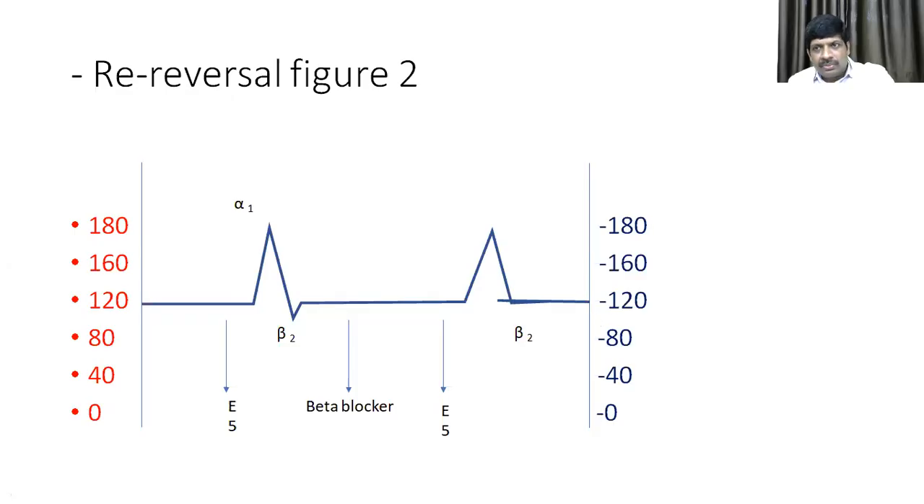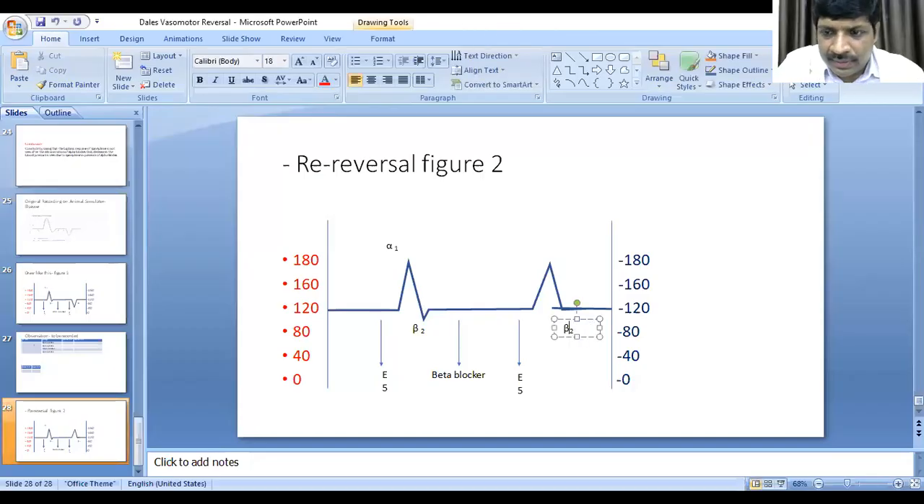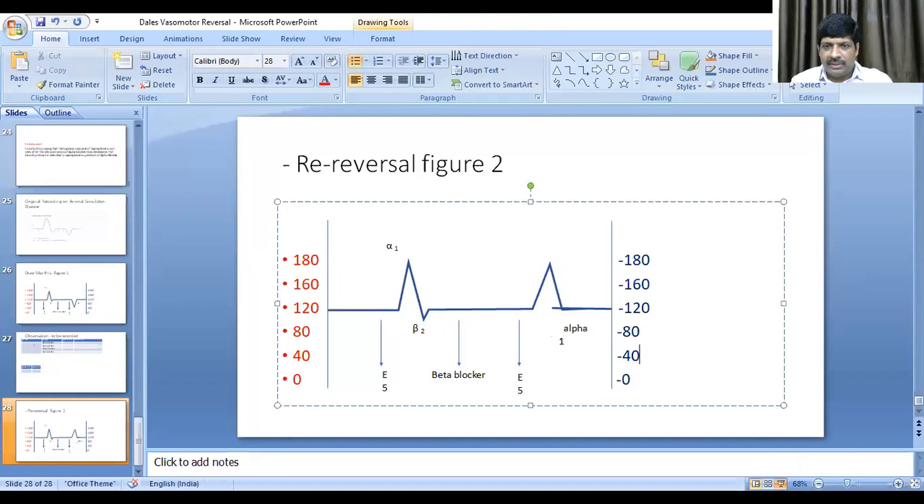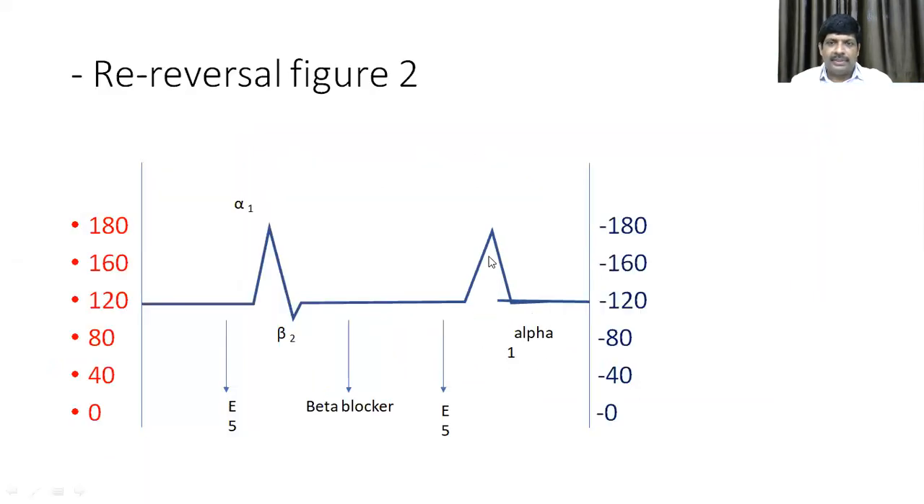So this was all about today's class. I'll just correct it. Okay, this is alpha 1. Okay, this alpha 1 mediated action only you will see. Alpha 1 action. So this is all about the reversal and re-reversal of vasomotor.